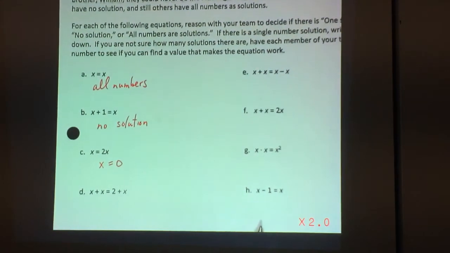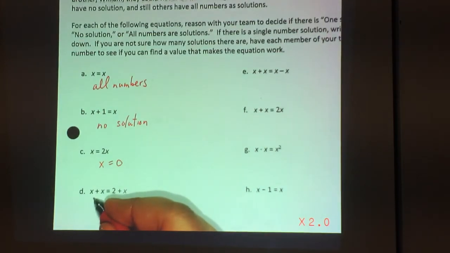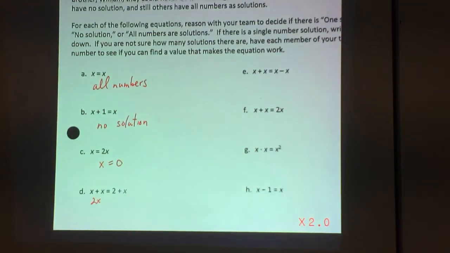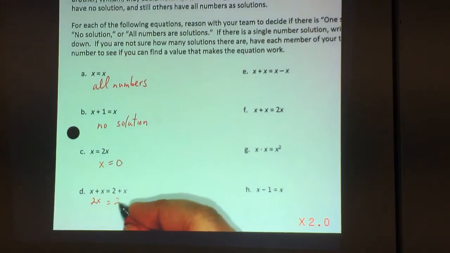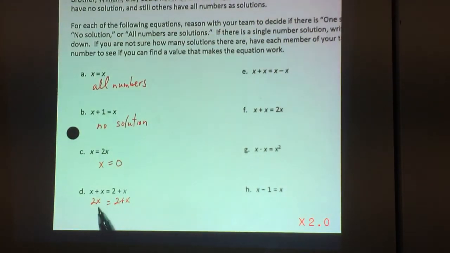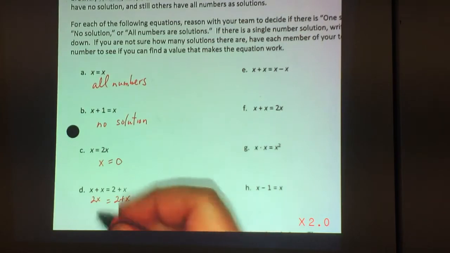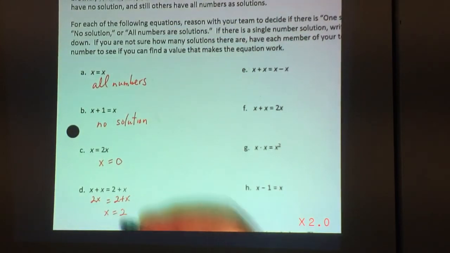All right. Look at D. Let's see. This side, if I wanted to simplify it, I could say this is 2 times X. Where this side is going to be 2 plus X. Is there a number that I can multiply by 2 which would result in that number adding 2 to it and them being both equal? What's that in the front? Yes, good job. X equals 2.